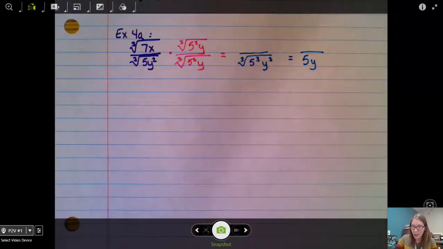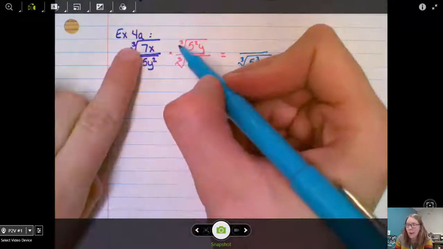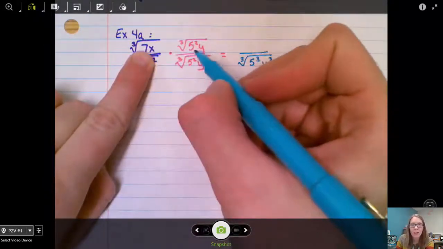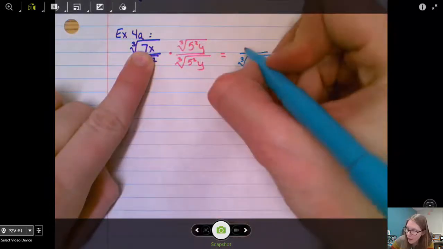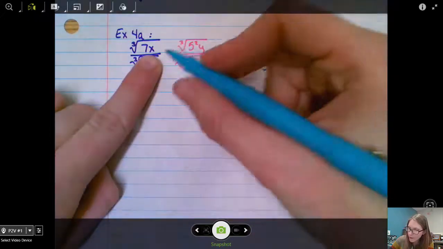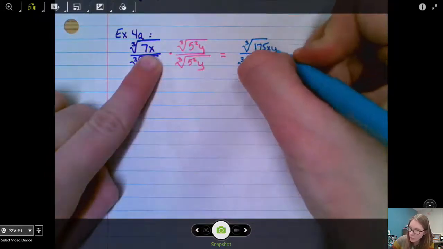Right, so to keep going, we're actually almost done now. My index is the same. I have cube root both. 7 times 5 squared, 7 times 25, is 175 x, y.